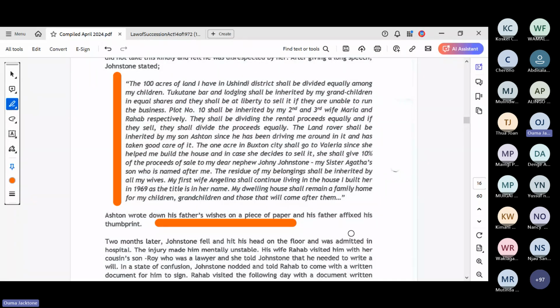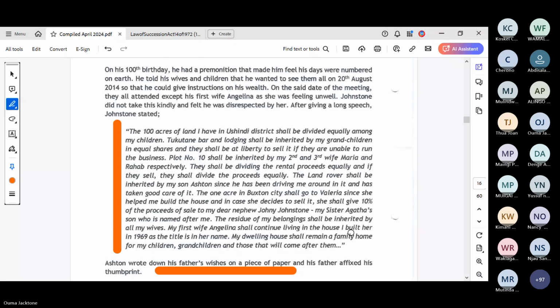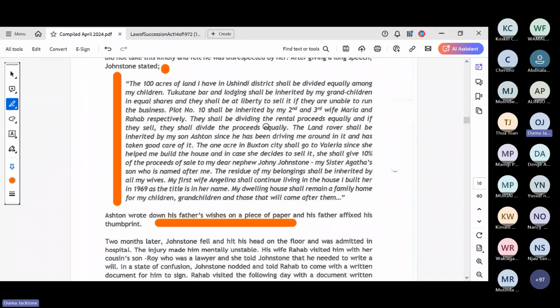Now, where you're being told somebody was saying, this is what they said, okay? Come here, where I just placed a dot. You've been told that after giving a long speech, Johnston stated, okay? Now, once you're told somebody stated, in the presence of these people, whoever was there, the family, that is an oral will. Now, that oral will, two things can happen to it. The first obvious thing that used to happen to it, not really long time ago, but in the 80s, 90s, and early 2000s, is that those statements, because of the fear that you'll forget, you write them down. You note them down.